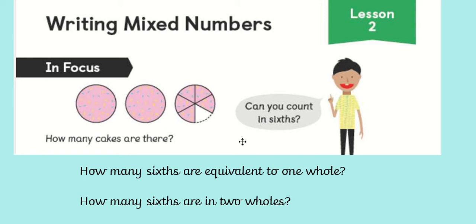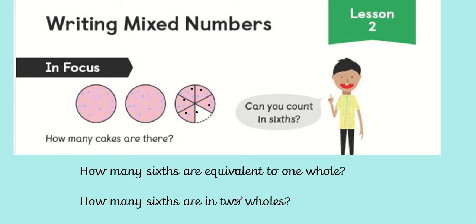How many sixths are equivalent to 1 whole? Have a think about that. Yeah, that's right. We have 6 sixths in a whole. So if we look at this one here, 1, 2, 3, 4, 5, 6. 6 sixths make up a whole.